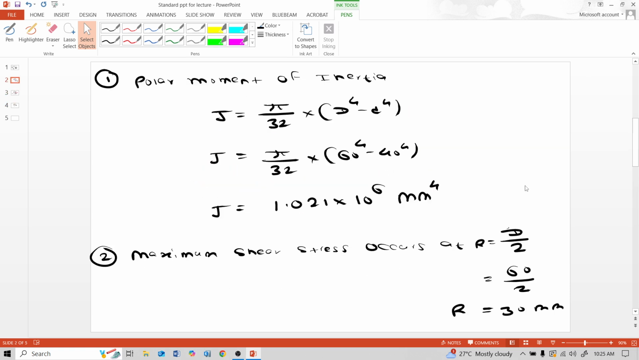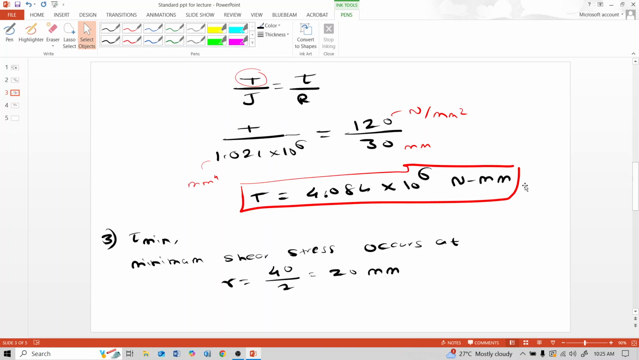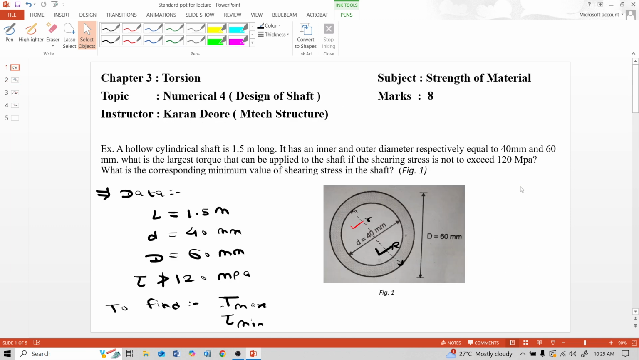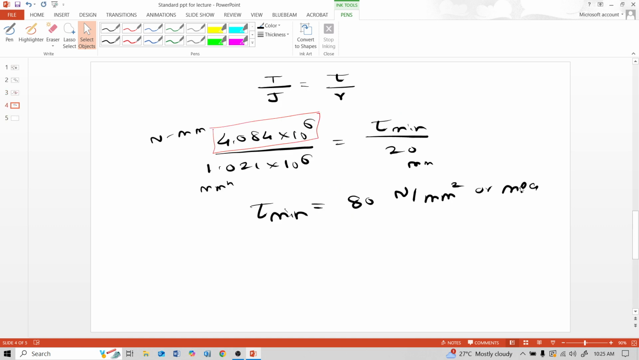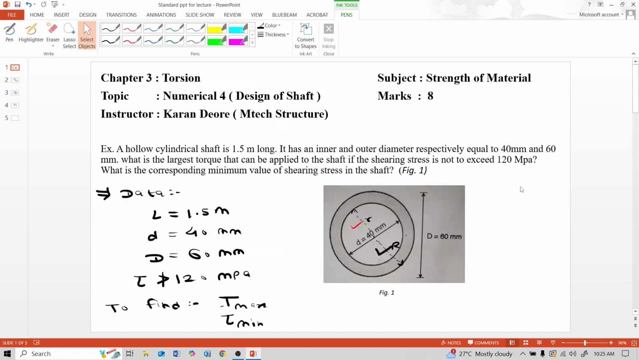And the maximum torsion is 4.084 into 10 raised to 6 Newton mm. This is the maximum torque; you may call it torque, torsion, or twist. The torsion unit is Newton mm and the shearing stress unit is Newton per mm square. Shearing stress is 80 Newton per mm square and torque is 4.084 into 10 raised to 6 Newton mm.